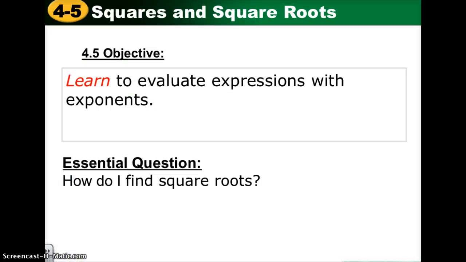Welcome to Chapter 4, Section 5. Our objective is to learn to evaluate expressions with exponents. Our essential question: how do I find square roots?